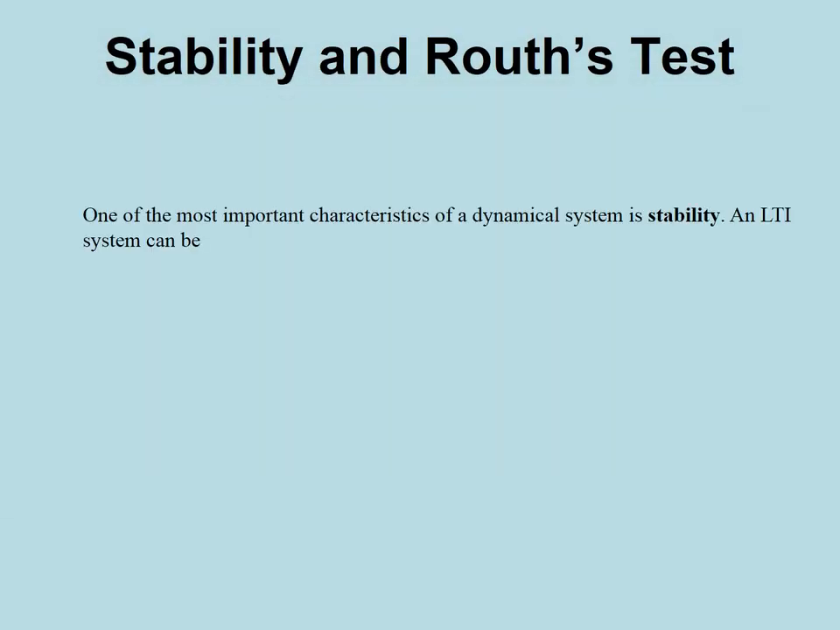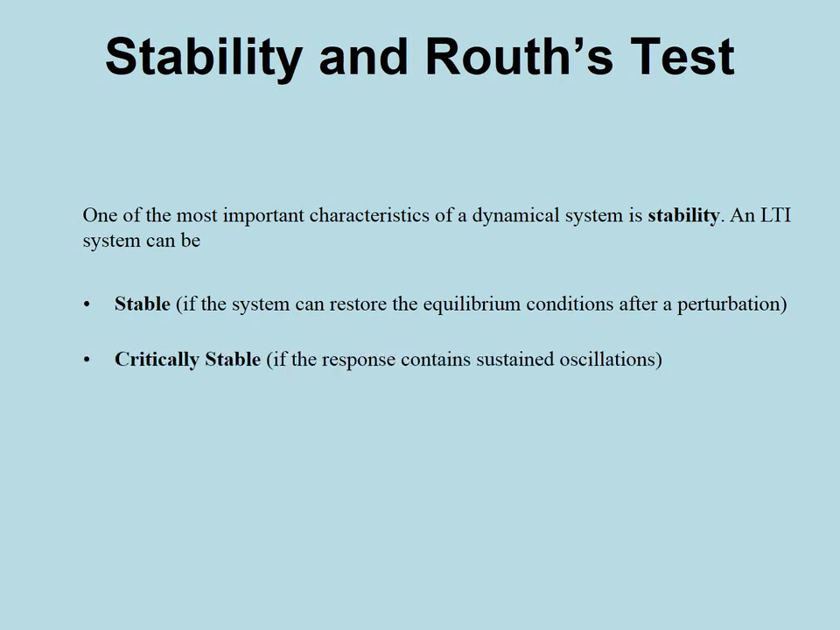In previous chapters, we have noted one of the most important characteristics of a dynamical system as stability. A formal definition of stability can be made in several different ways. Nevertheless, loosely speaking, you can call a system stable if it can restore equilibrium conditions after a perturbation. You can call it critically stable if the response exhibits sustained oscillations or it varies in a bounded way. And the system will be unstable if the transient response increases unboundedly.